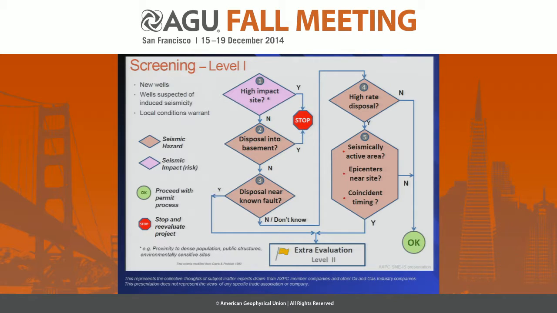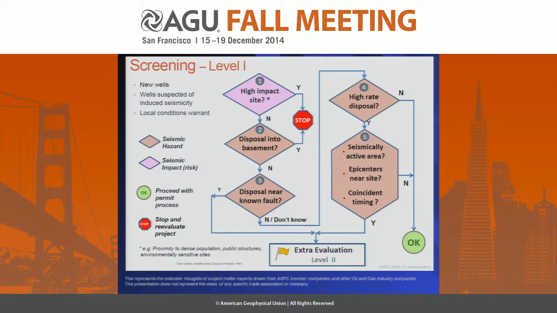High impact site. Is it a high impact site? In other words, are you in the middle of a city? Are you underneath a hospital? Are you wherever? You know, you have to identify where you are. Has there been induced seismicity in the past in these areas? If you answer yes to some of these, you go to the next step.